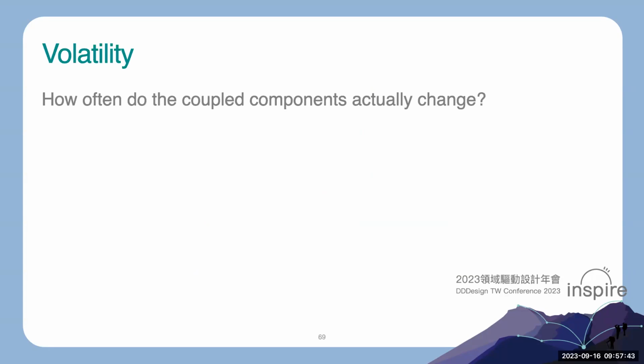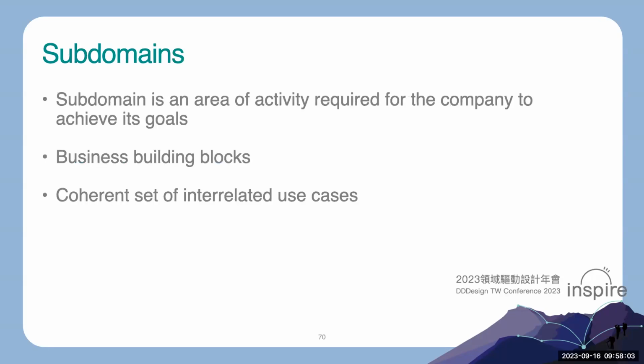However, we can use some tools that can help us predict the frequency with which components are going to change. One of them is Wardley maps. The second one is domain-driven design. And since we are at a DDD conference, guess which model is going to be shown in the next slide. Yeah, it's going to be related to domain-driven design's subdomains.